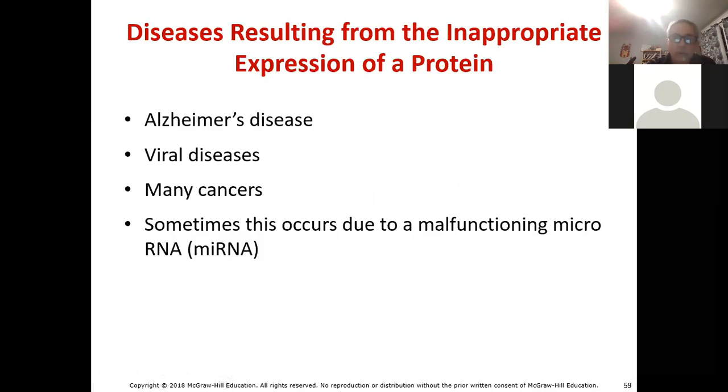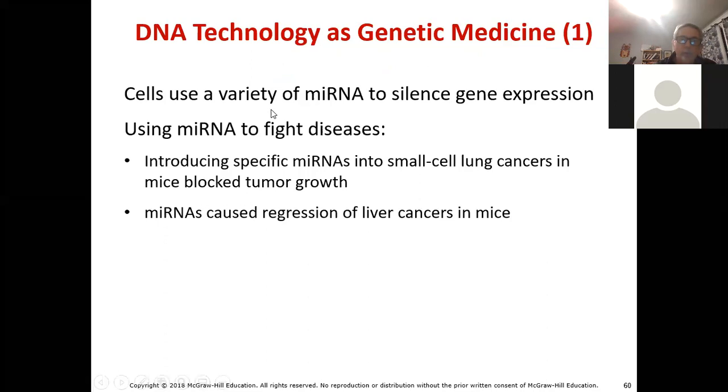Disease resulting from inappropriate expression of a protein. Some examples: Alzheimer's disease, various viral diseases, many cancers. Sometimes we see this occurs due to malfunctioning of what we call microRNAs. So DNA technology as a genetic medicine: cells use a variety of these microRNAs to turn off genes, to silence their expression. These microRNAs are not involved in protein synthesis or translation. They have a completely separate function, and it's regulating gene expression.